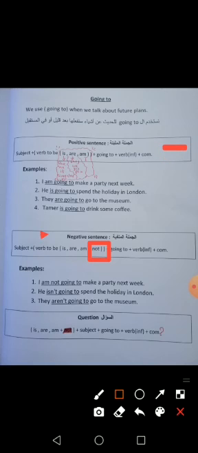Look at the sentence: subject, is or are or am plus not, going to, verb infinitive and complement. Can you see? Just we add not. The same sentence as here, but we add not.